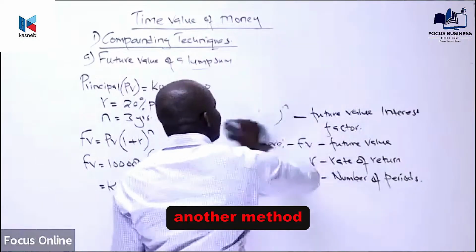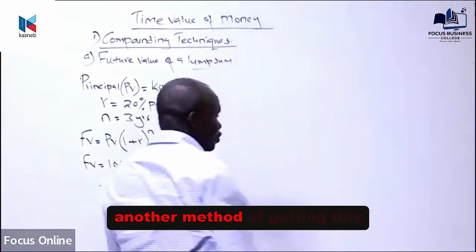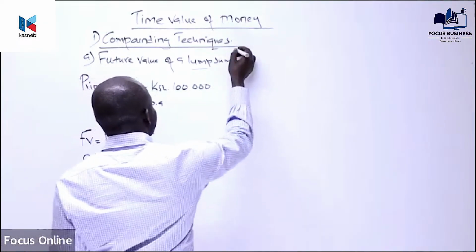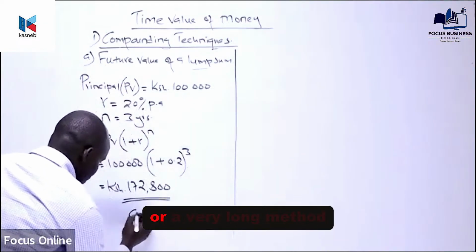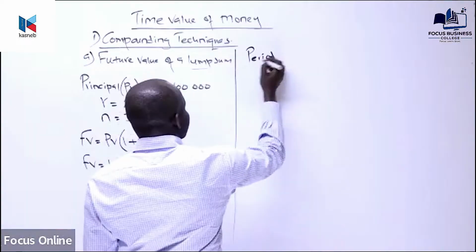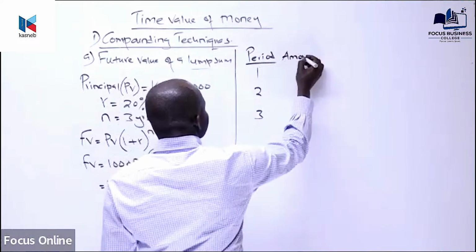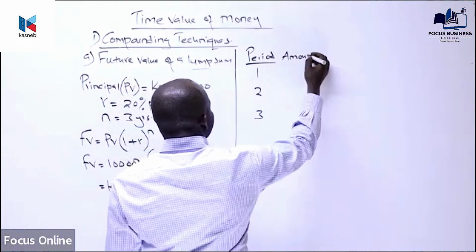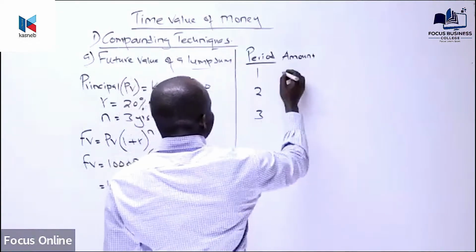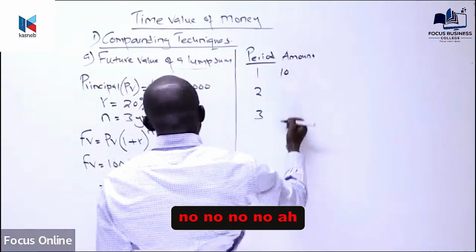Another method of getting this is, or, so here you say, a very long method. You'll say period here, period 1, 2, and 3, amount. Let's say 100,000. No, will that give us? No. That is the only way.